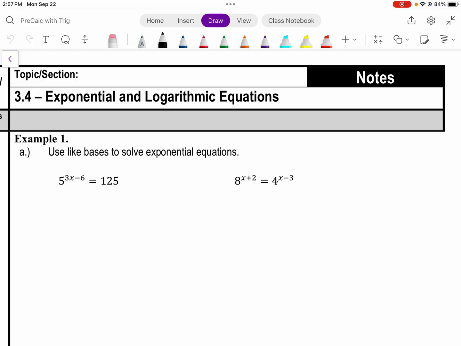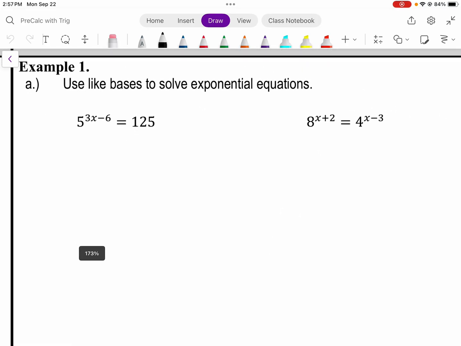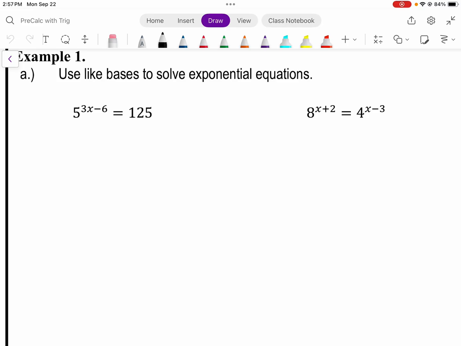So please pay attention and make sure that you attempt the homework, because this is going to be a tough one. So we got example 1. Obviously, these are exponential equations, and we're going to be using like bases to be able to solve this problem. So what do I mean with that? I want that base and I want that base to look exactly the same by using exponents.